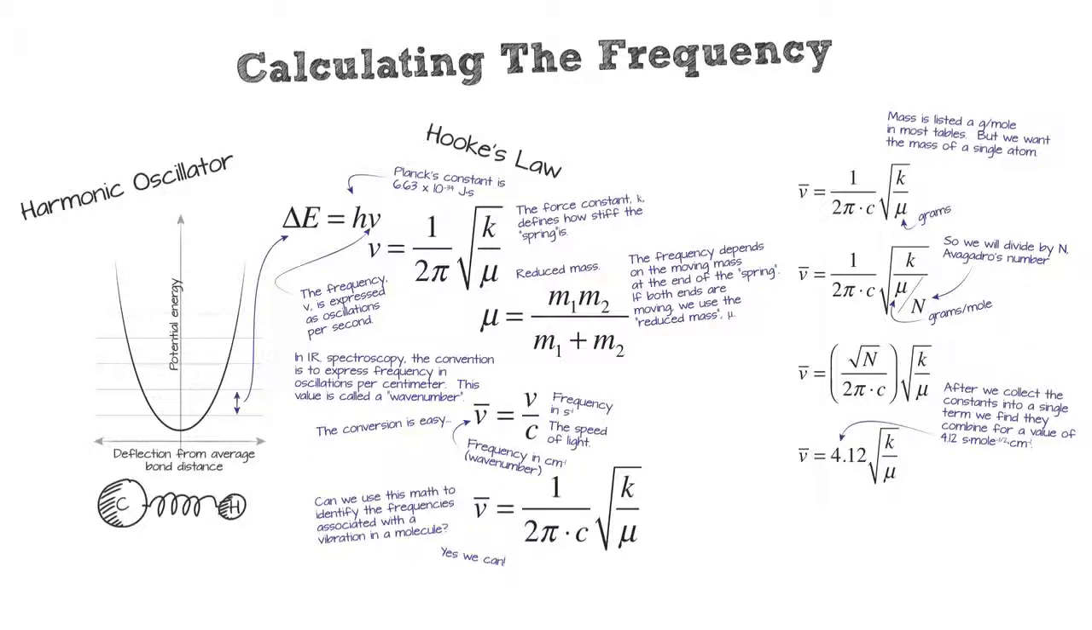4.12 is that number. So now we have a formula for the vibrational frequency in wave numbers of any particular vibration. We need to know the force constant, we need to know the reduced mass, otherwise we're multiplying by 4.12.